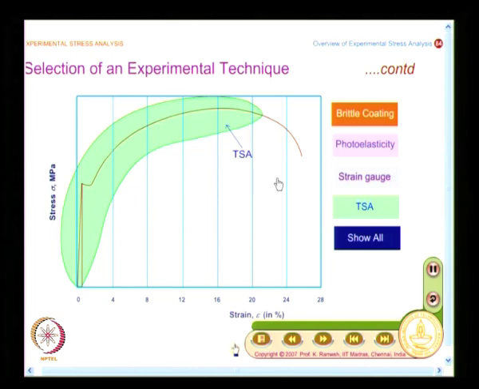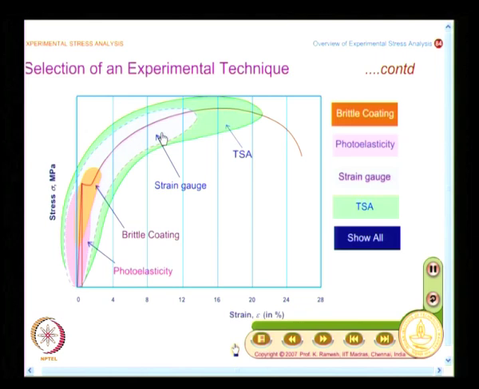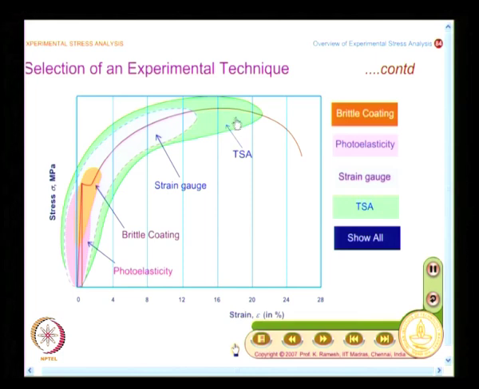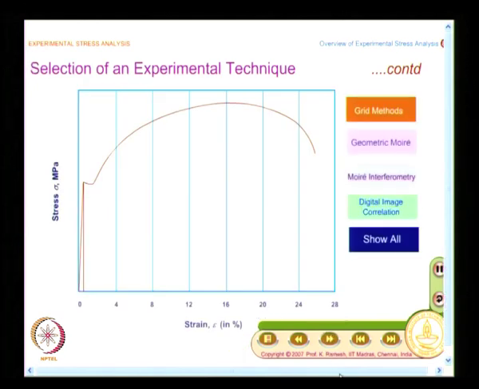is not cheap. And now you have relative zones for different techniques shown. So, this is TSA, this is strain gauge, this is brittle coating, and this is photoelasticity. So, when you are confronted with a problem where you need to find out strain in a particular region, this graph will help you find out which technique to select. Okay. I have shown only 4 techniques here. We will have a similar graph for other 4 techniques.